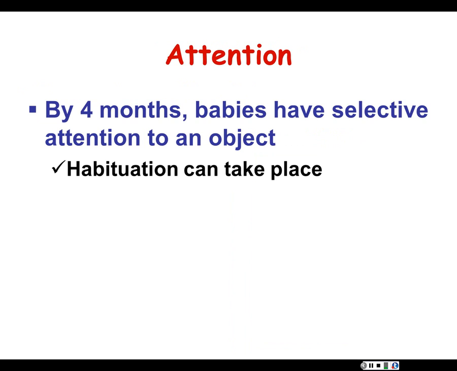Okay, so by 4 months, babies can have that selective attention to look at the object, and then habituation can take place. And that's what we want to see. We want to see that happening around 4 months. When the baby is taken into the pediatrician for that well visit, there's all sorts of things that the RN and the pediatrician, and sometimes the medical assistant, do. Nowadays it almost seems like you get seen by a medical assistant more than an RN. I don't know, even the shots are given by the medical assistant.